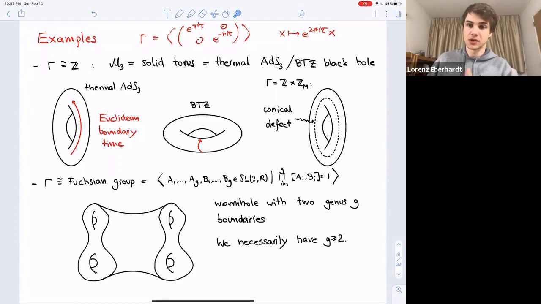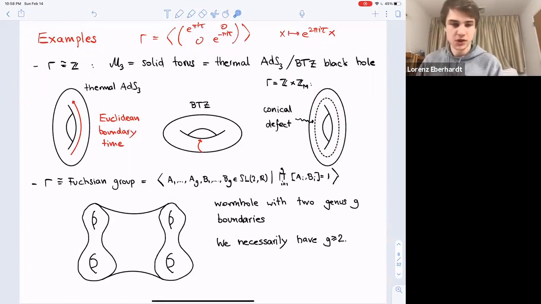Within string theory, we can also look at conical defects. There's no reason to restrict to smooth geometries because we're doing orbifolds anyway. So in particular we can also take some group that is Z times some finite order element Zm, and then we can have some additional conical defect that runs in the middle of this torus.